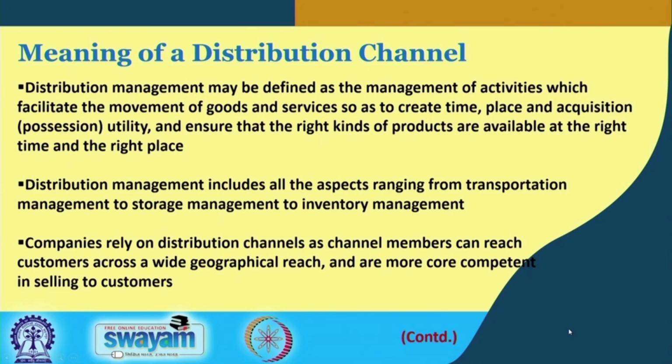under distribution management. Companies rely on distribution channels, as channel members can reach customers across a wide geographical reach and are more core competent in selling to customers. It is absolutely not possible for a company to have its own warehouses, its own transportation, its own outlets from where it can sell, and so it relies on the channel partners or the channel intermediaries or marketing intermediaries to help them do this task, because the trade channel members and the marketing intermediaries are more core competent, not only in matters of storage, warehousing and transportation, but also with respect to selling to the end customers.